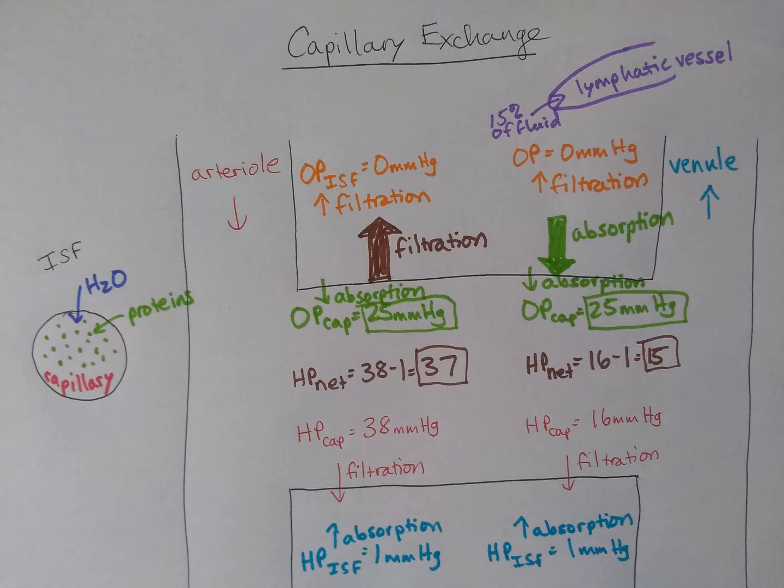There is about 15% of the fluid that doesn't get reabsorbed, and so we're going to take that away in the lymphatic vessels, and then the lymphatic vessels eventually open up and dump that extra fluid into the subclavian vein, which is right near the right side of the heart.